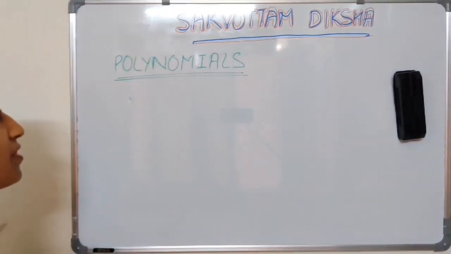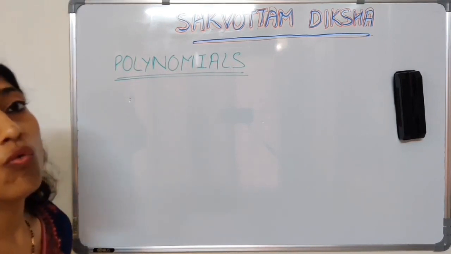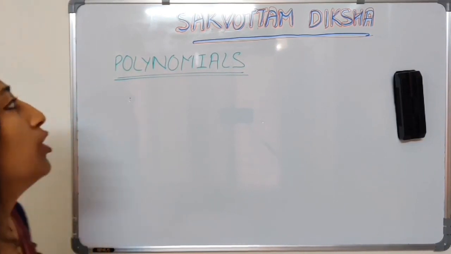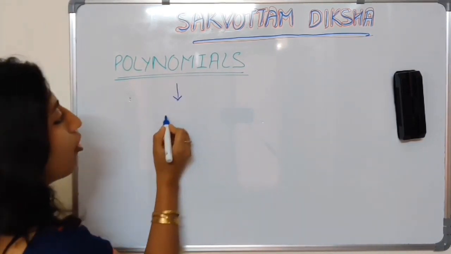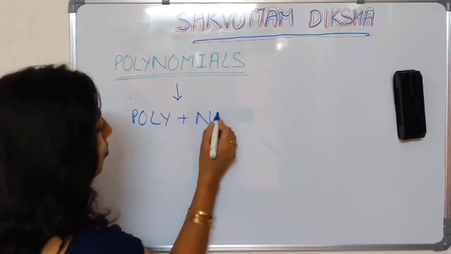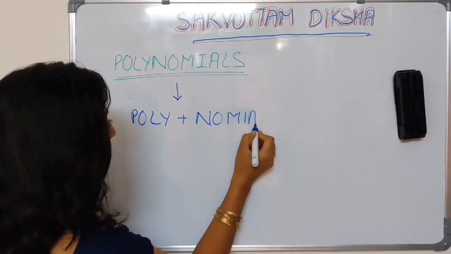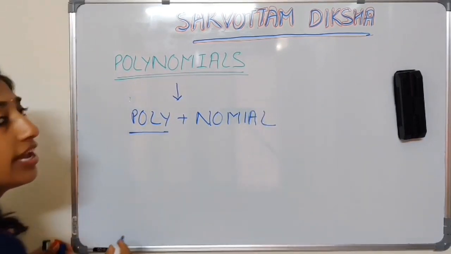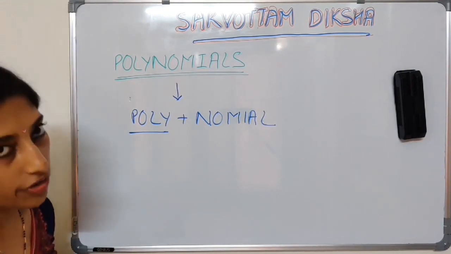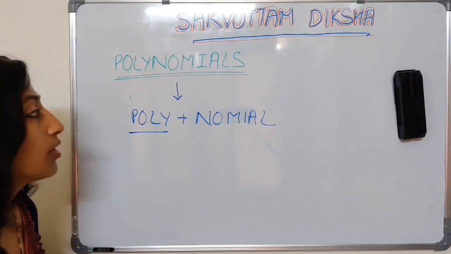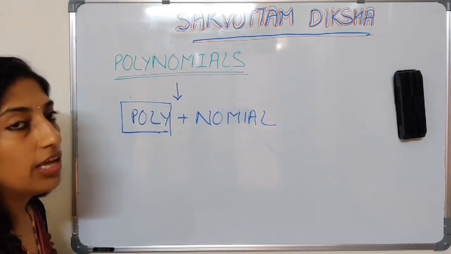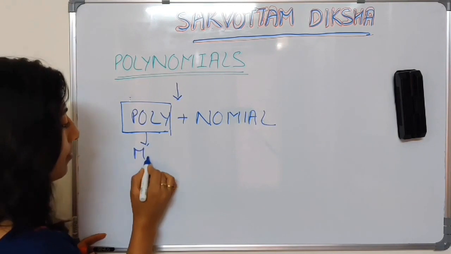Polynomials, huh? First of all, what is a polynomial? If you see, polynomial is made of two words, poly and nomial. We have heard poly in many words like polygon, polyhedron, polytechnique. What does this poly mean? By poly, we mean to say many.